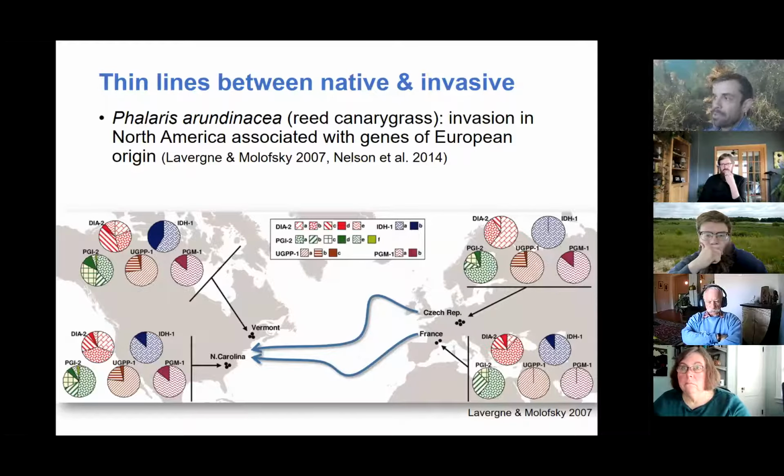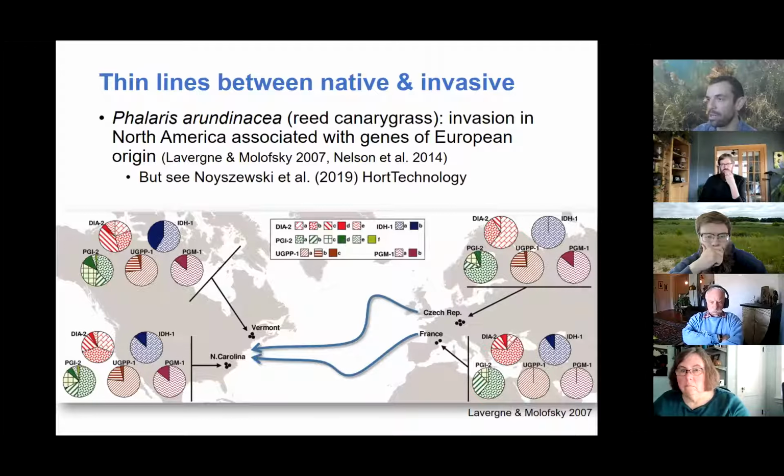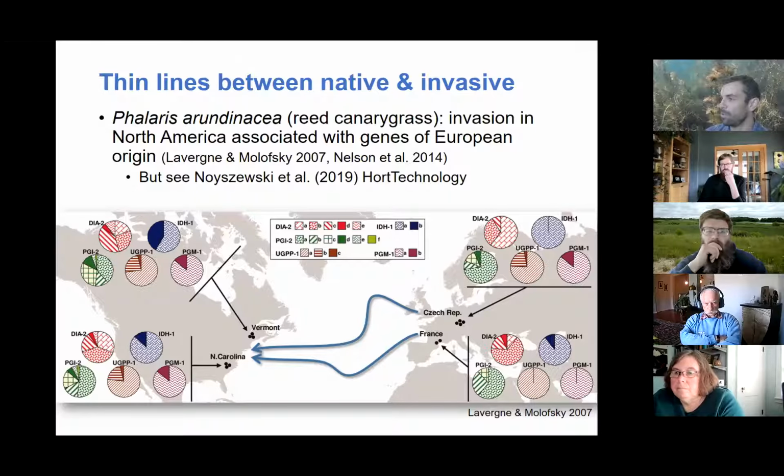Reed canary grass is a species that is native to North America, and there are also non-native genotypes that have spread here, and the invasion in North America has been associated with genes of European origin. But I also want to point out that there's work going on here in horticulture that is examining this and finding some different patterns with respect to origins of invasive populations.